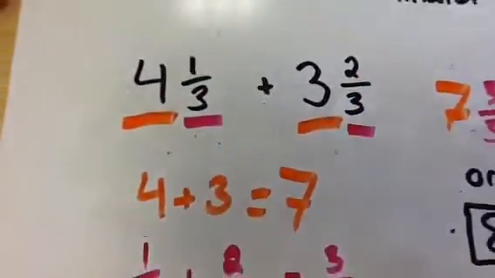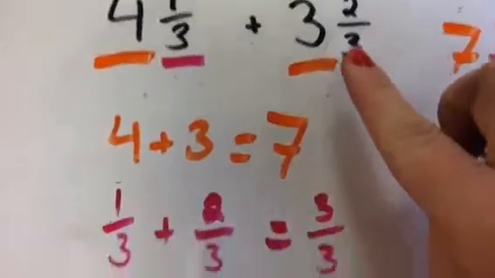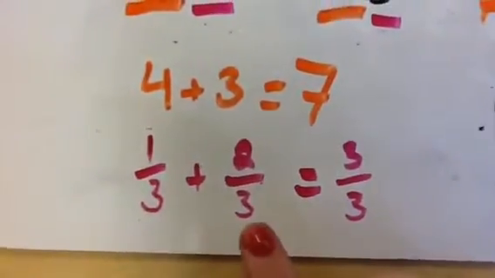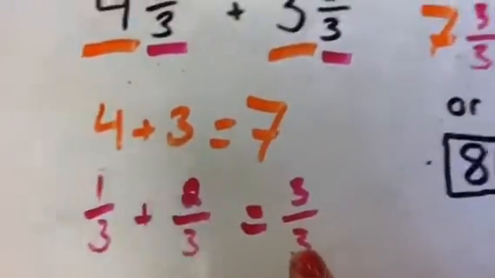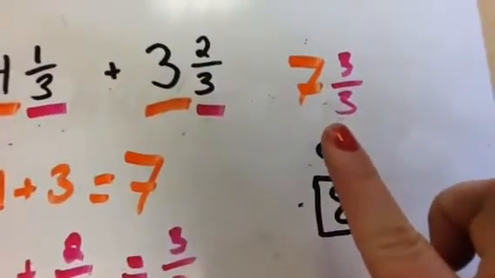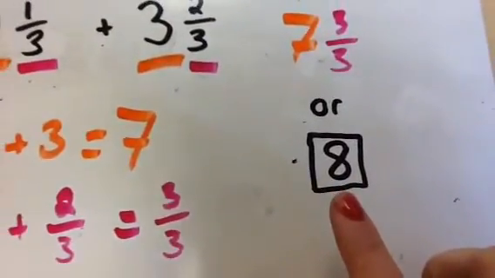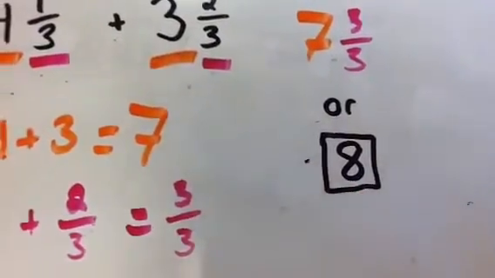Next thing I'm going to look at is my fractions on the side here. I have 1/3 and 2/3. So I'm going to add 1/3 plus 2/3, which is 3/3. So I'm going to go 7 and 3/3, which actually is just an extra whole. So your answer is really 8 wholes, or just 8.